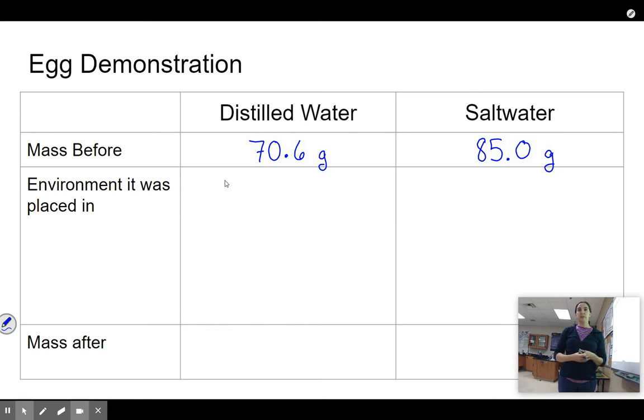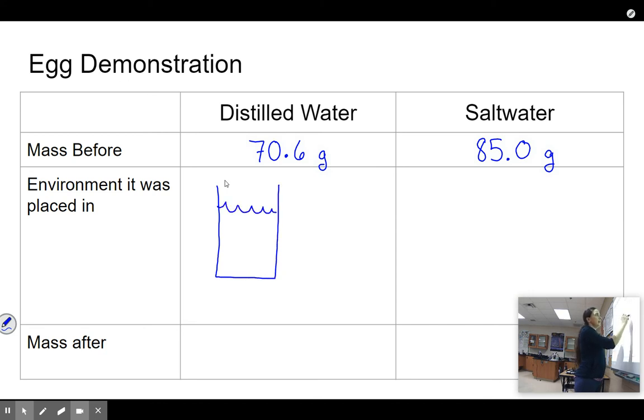So now let's think a little bit about that setup and make some predictions of what you think is going to happen. You should have recorded the starting masses in your data table. You'll see me writing on the screen. That's the writing that'll appear on your screen too. But we're going to draw some pictures and use some vocabulary to describe the environments that we just put those eggs in. So the one in distilled water, we can draw our beaker here.